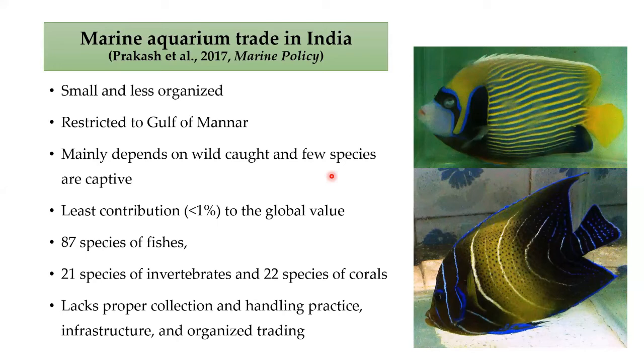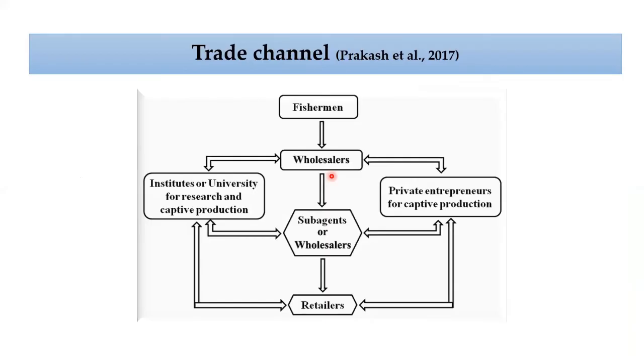If you look at the way the fishermen are collecting fishes, it's horrible and devastating, because as I said, almost 85% of the fishes die immediately after collection, right? The same condition applies even in India, because the collection practices are not proper and they don't have proper infrastructure to maintain the fishes after collecting from the wild. The trade channel is very simple: the fishermen collect the fishes and it goes to the wholesalers, and then it can move to private entrepreneurs or research institutes for research or captive production, or directly to intermediate agents and to the retailers.